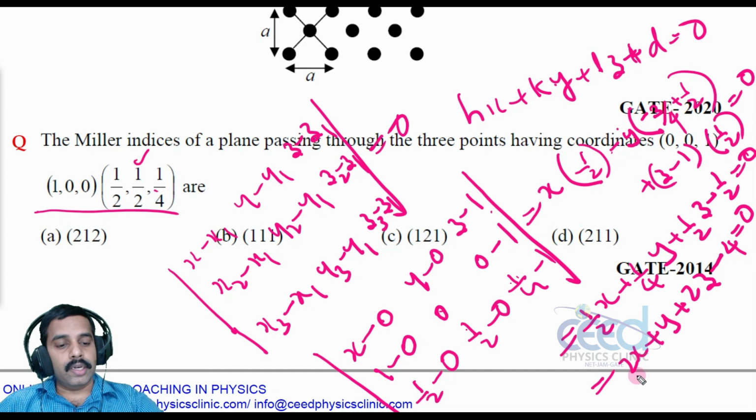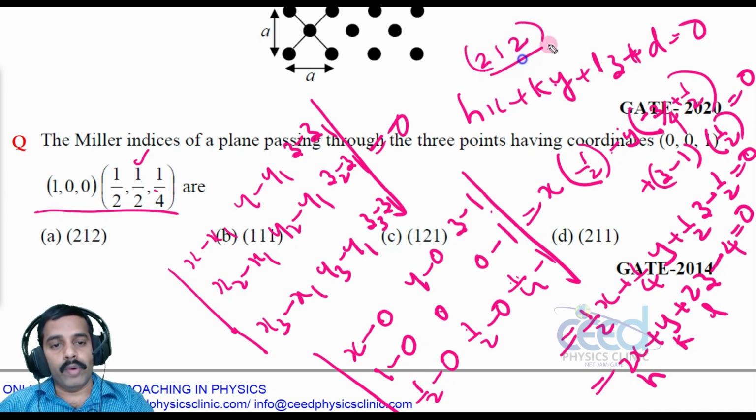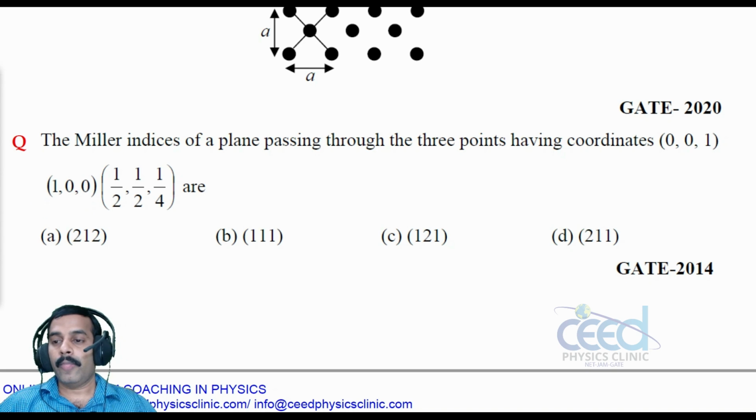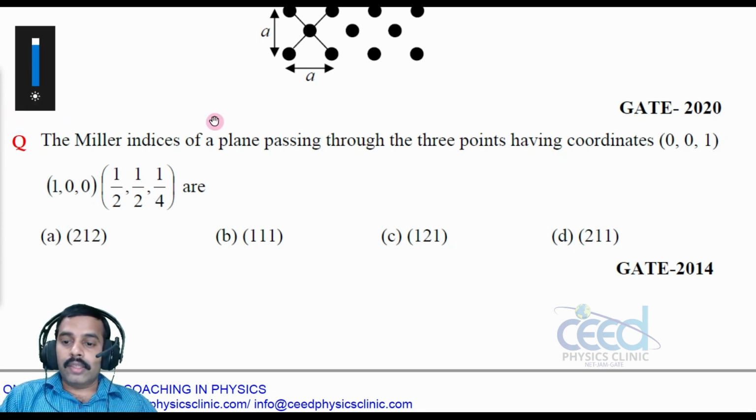So the coefficient of x represents h, the coefficient of y represents k, and the coefficient of z represents l. So the plane represents the Miller indices hkl, that is 2, 1, 2. So the plane corresponding to these coordinates is 2, 1, 2. So which is the option? Option A is correct. All right. Now let us come to another question.